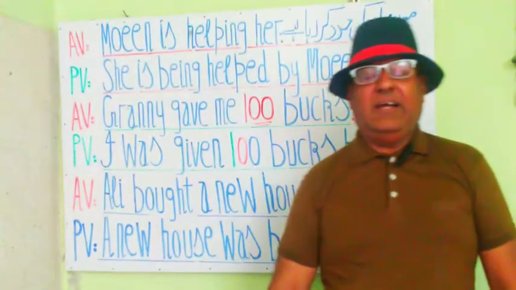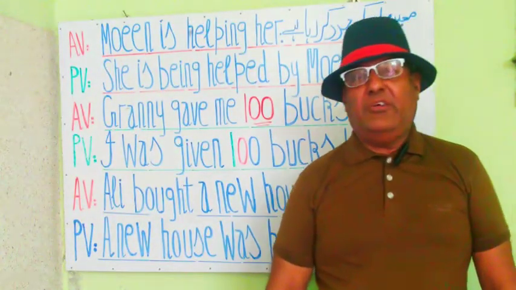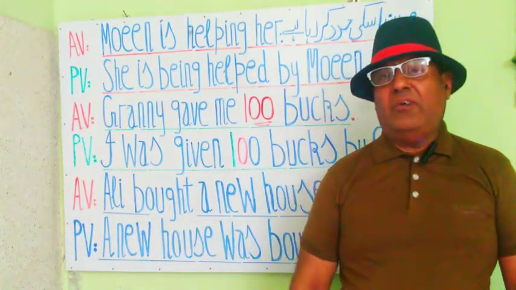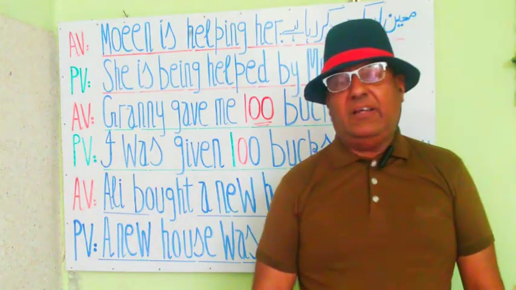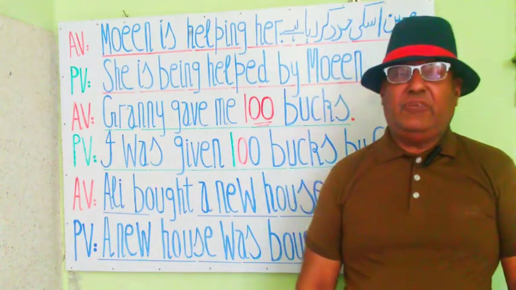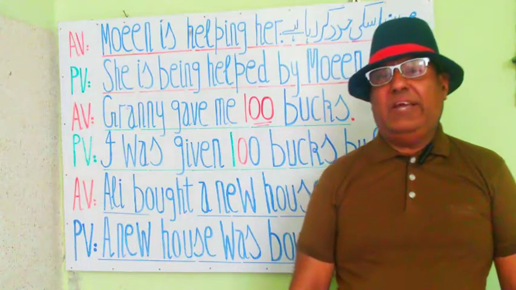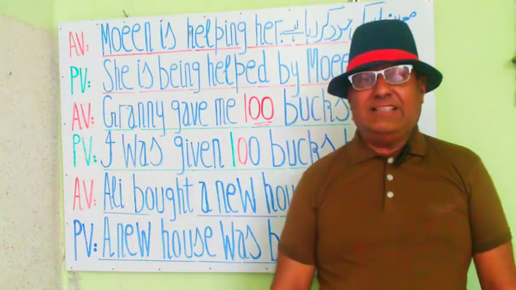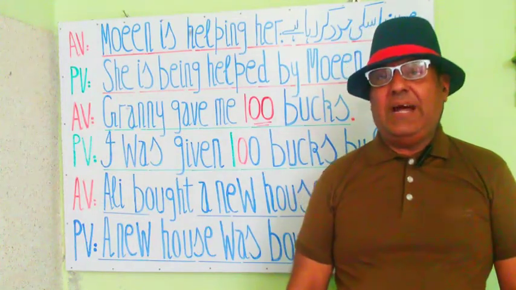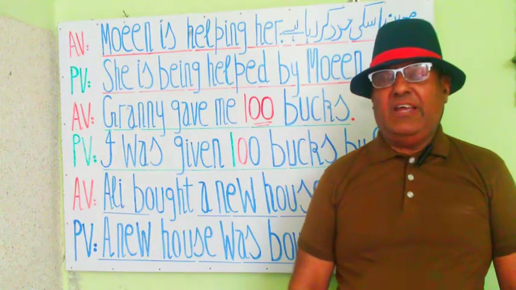Ali ने एक नया घर खरीदा. Ali bought a new house. In this active voice statement, you see that Ali is the subject, bought is the verb form, the second form of buy, and a new house is an object.